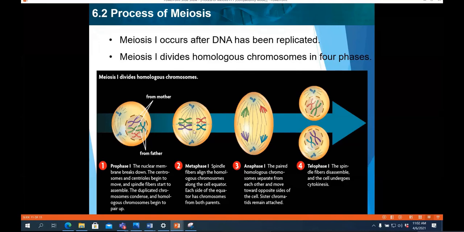As you can see in metaphase 1, these homologous chromosomes are aligned like this and held in place with the help of spindle fibers. So for this to happen in prophase 1, the duplicated chromosomes condense, and the homologous chromosomes begin to pair up. You can see the homologous chromosomes are divided now, and the duplicated chromosomes are paired up like this.